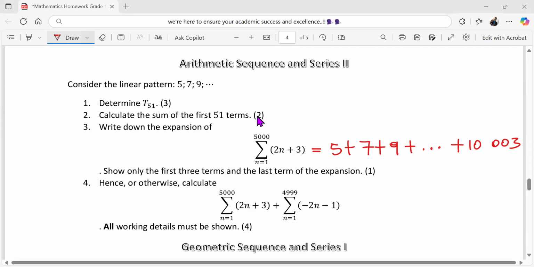Then the next one says, hence or otherwise, calculate the sum of those two sums. And of course, show all workings. Now, one thing we know about the phrase hence is the fact that we need to use what we found previously in order to do this question. That's the meaning of hence. But when they say otherwise, you can choose not to use what you found previously. You can choose to do something that is brand new. So let's try to use hence and see where it gets us, right?